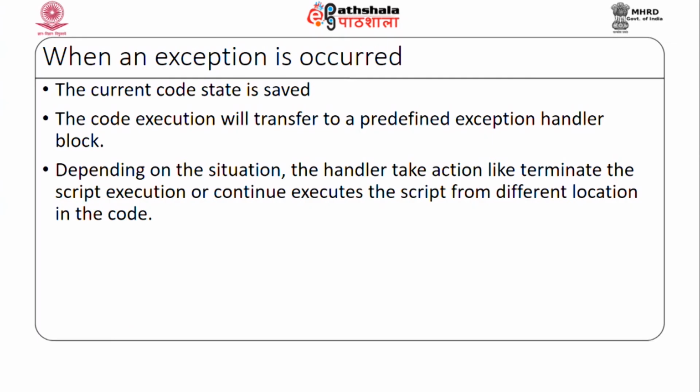So, whenever an exception occurs, the current code state is saved, and code execution transfers to a predefined exception handler block. Depending on the situation, the handler takes action like terminating the script execution or continuing to execute the script from a different location in the code.